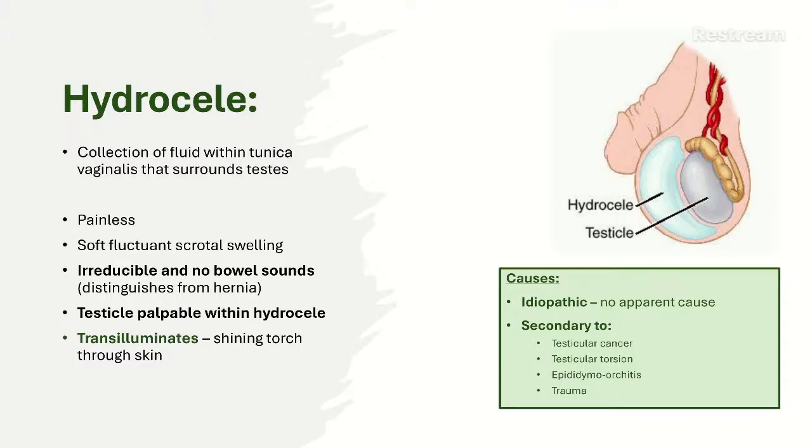Causes: they can be idiopathic, so no apparent cause and they just happen, but they can also be secondary to certain conditions. So you can get a hydrocele secondary to a testicular cancer, a torsion, an epididymitis, or trauma. So it's worth thinking about these things when a patient comes in with a hydrocele.